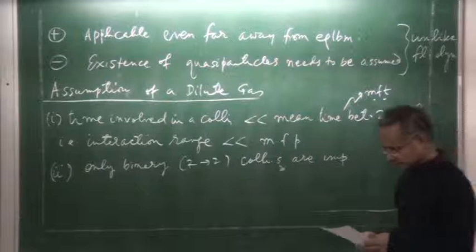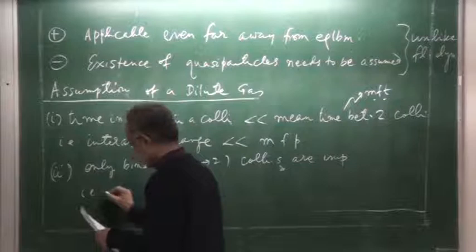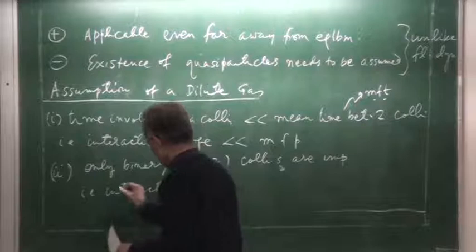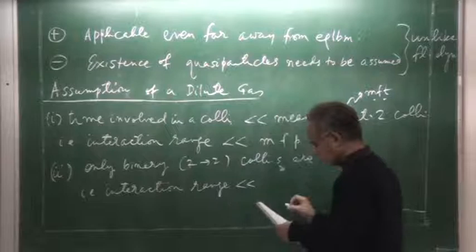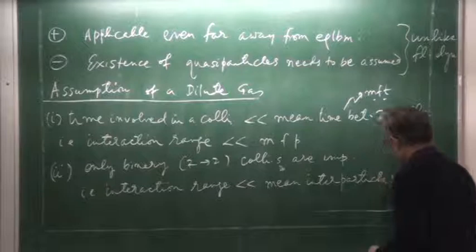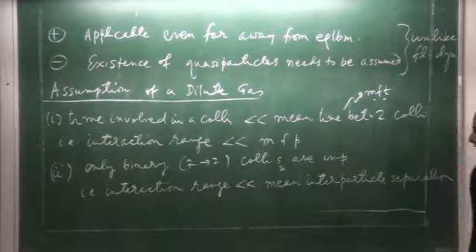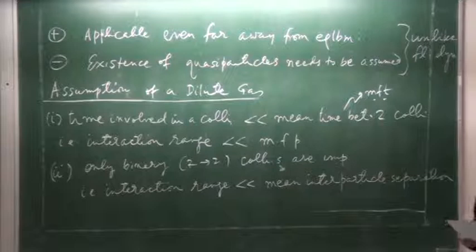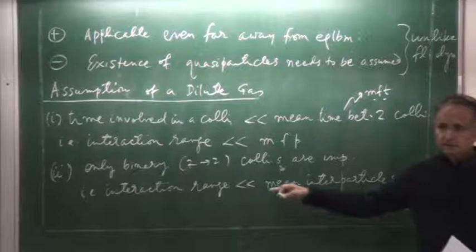So that would mean interaction range is very small compared to the mean interparticle separation. If this is satisfied, then more than two particles will not come together at the same place at the same time.